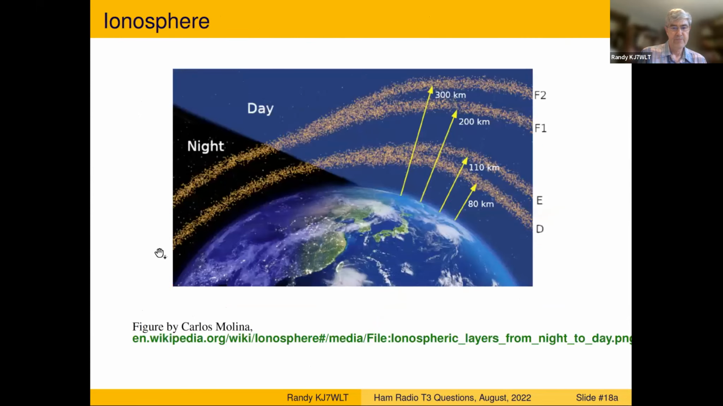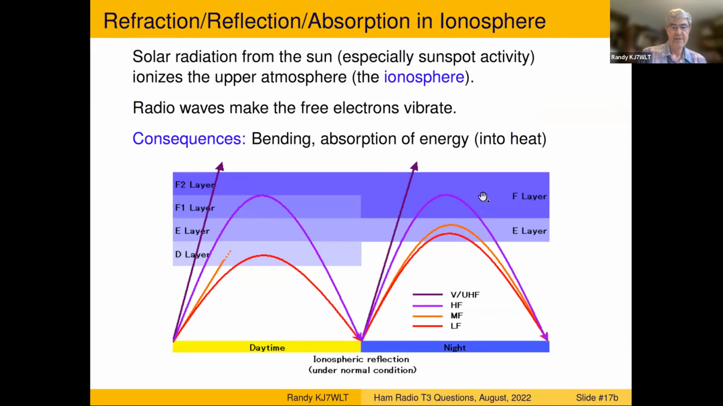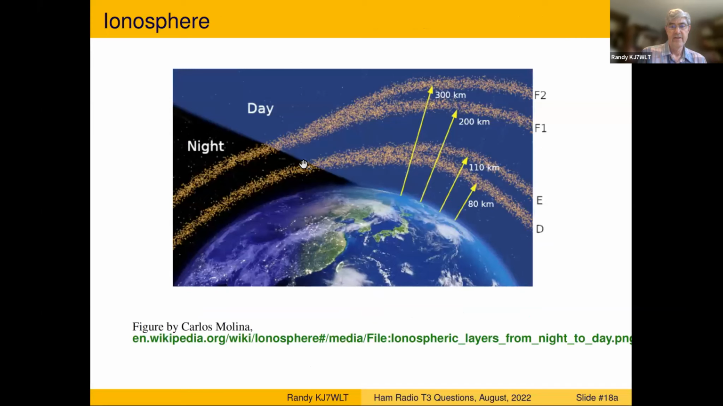Here's another nice picture I found on the web that shows these two layers, the E layer and F layer, and showing that during the day, the F layer breaks up into F1 and F2, and the E layer sort of breaks up into E and D. And this also shows the scales here. These are very high up, from 80 kilometers to 300 kilometers, out where the space shuttle is, for example.